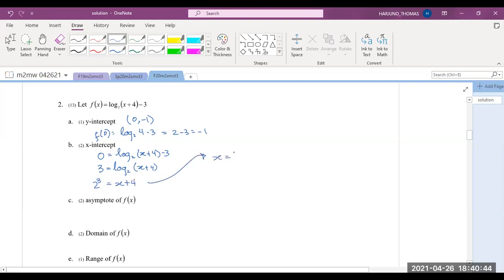So x is 4, right? Because 2 cubed is 8. So the x-intercept will be (4, 0). How about the asymptote? x plus 4 equals 0. The asymptote will then be x equals -4. How about the domain? For x plus 4, the argument has to be strictly positive. So x has to be strictly greater than -4.